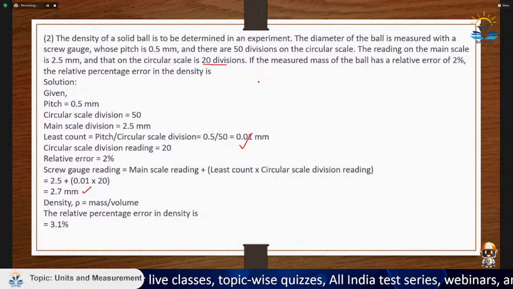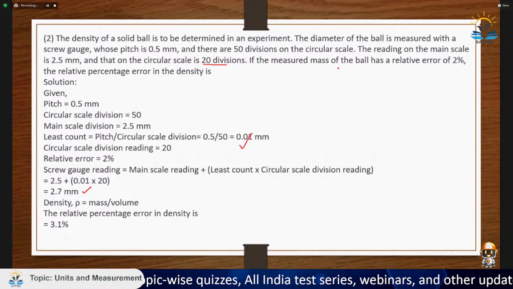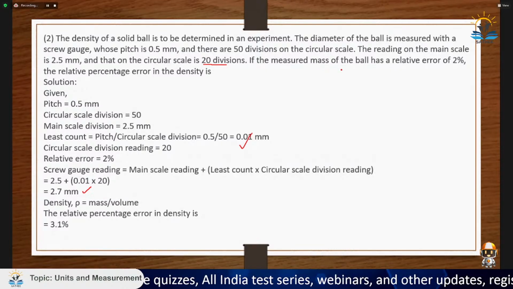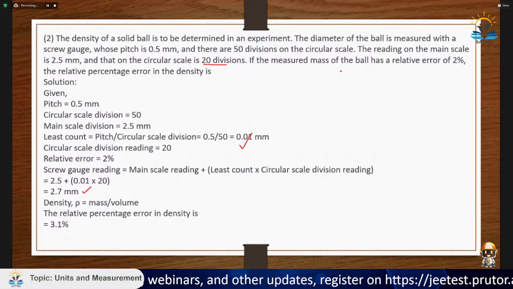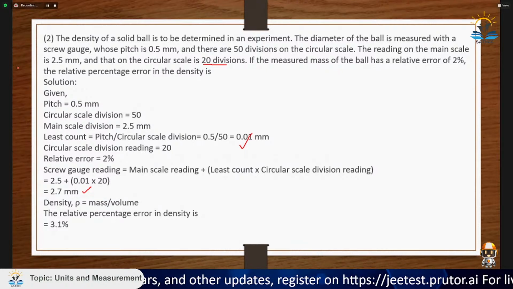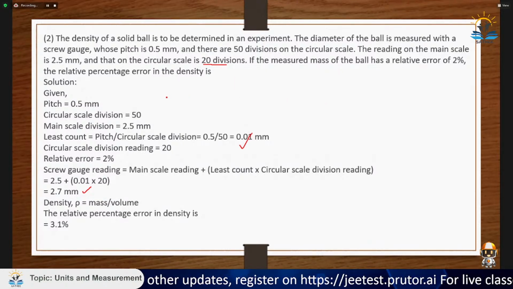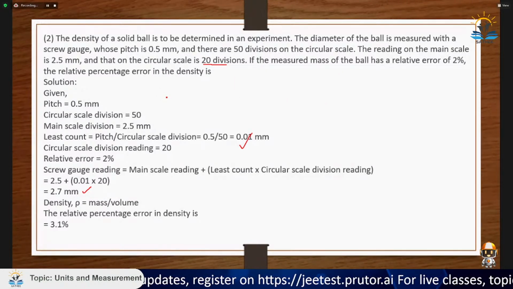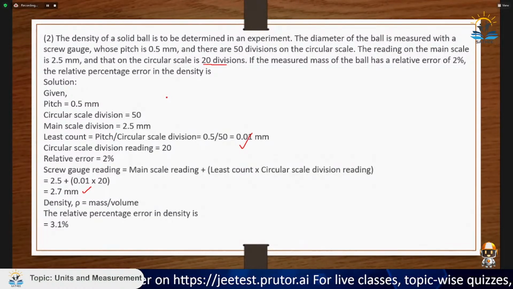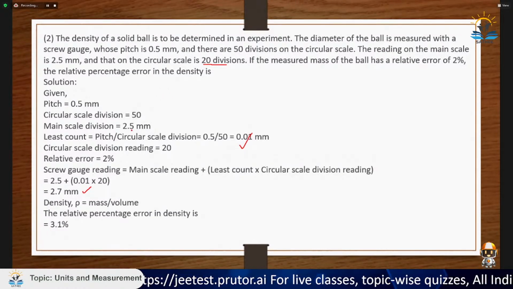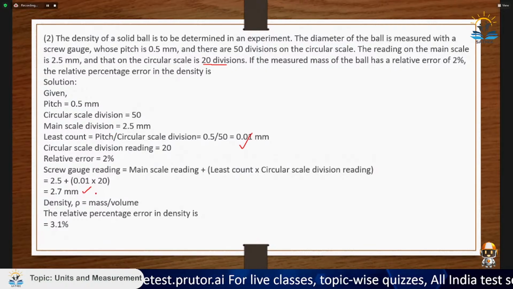Then what are they asking me? They are asking: if the measured mass of the ball has a relative error of 2%, then what is the relative percentage error in the density? So the error is given in mass, and I am asked about density. Okay, I have already found the diameter reading: 2.7 mm is my screw gauge reading.